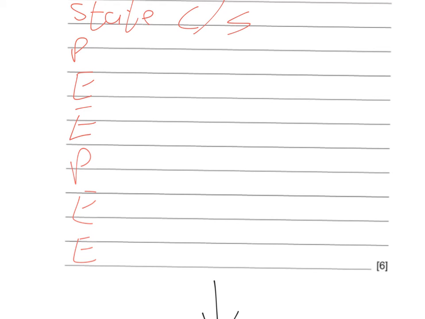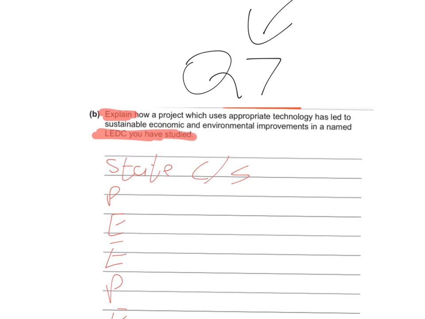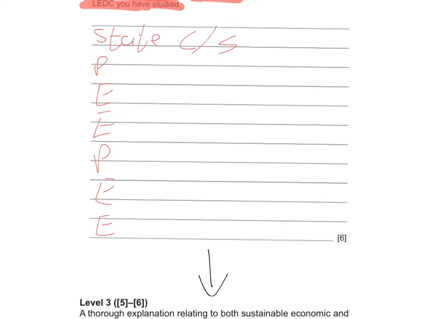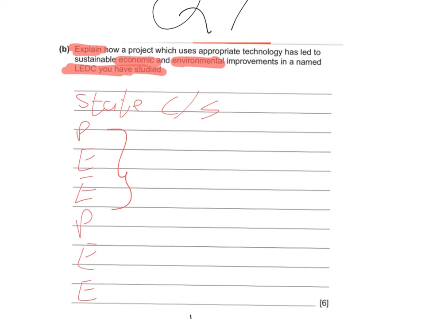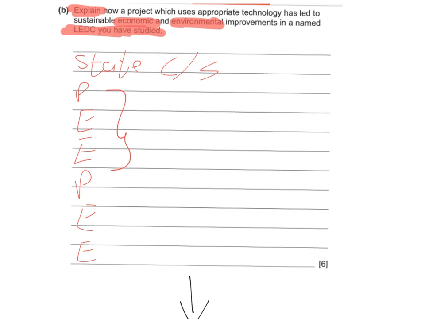If you just go back up, sorry, I pressed the wrong button. If you just go back up and have a look at the question, it actually goes a little bit further, and it mentions economic and environmental improvements. So obviously our examination technique tells us that this first PE must relate to economic improvements, and our second PE must relate to environmental.